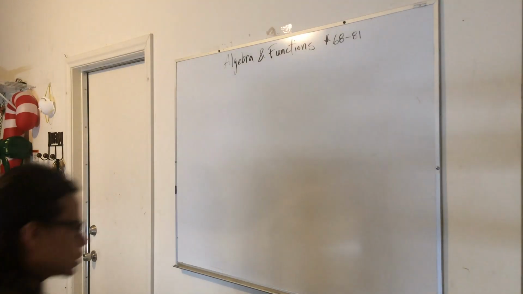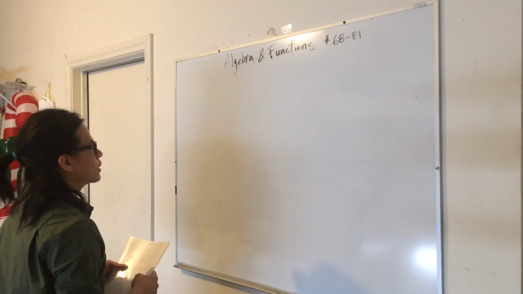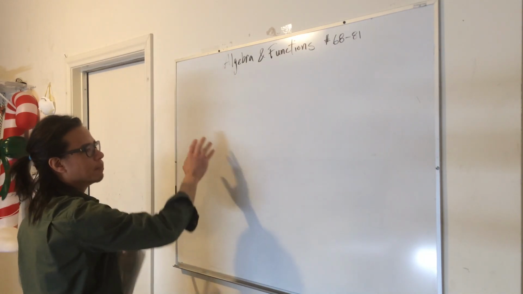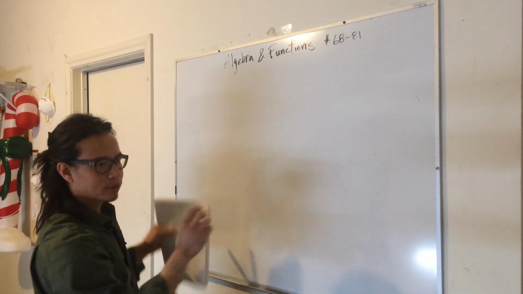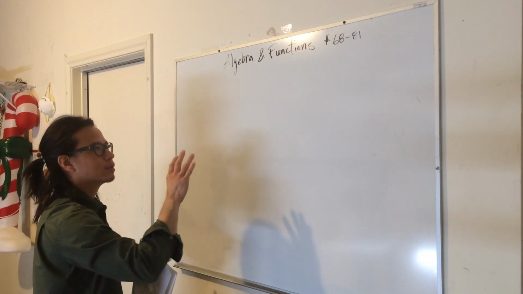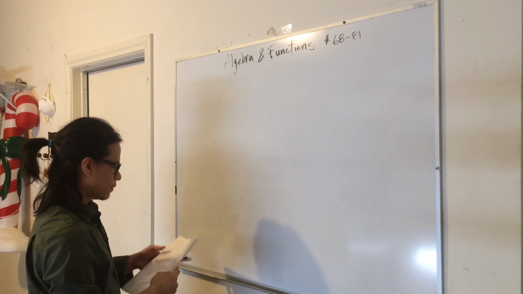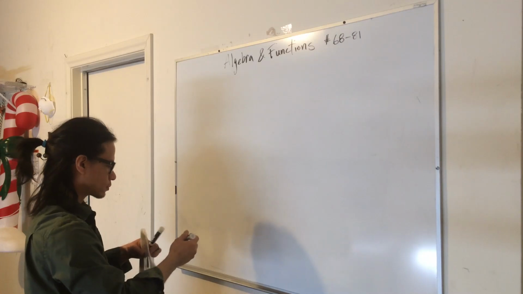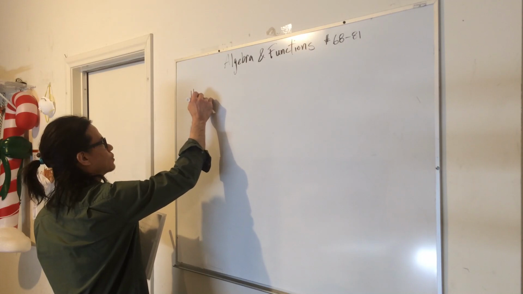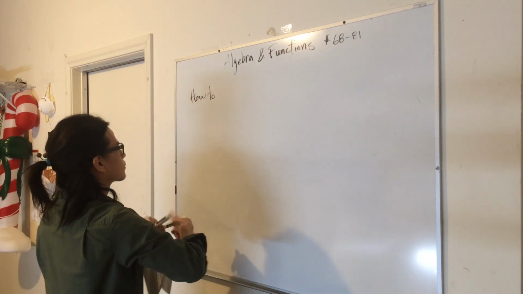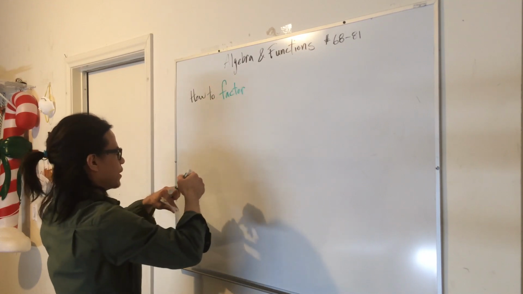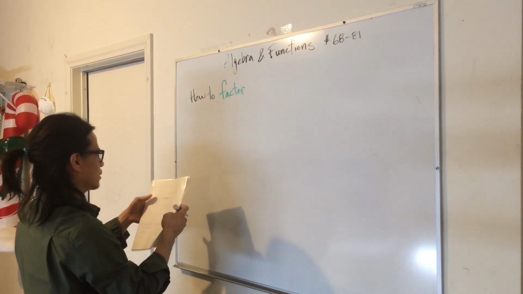So we've talked about foiling and we've talked about the opposite of foiling. First of all, when you're foiling something, you're combining two polynomials into one. When you're doing the opposite of foiling, we're breaking down the polynomial into two of them. Okay, so that's what factoring is. So the question is how to factor. So when we see factor, we're thinking the opposite of foiling.